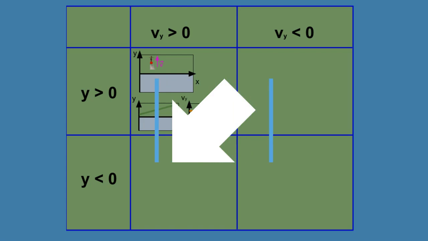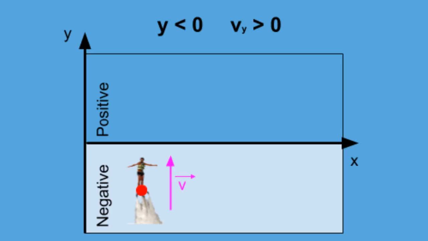Now let's see what happens when the position is negative, but the velocity is still positive. Negative position means below the surface of the water, but a positive velocity means moving upward. So our jet rider is submerged, but making his way towards the surface.